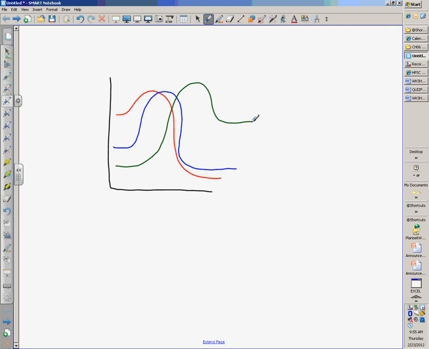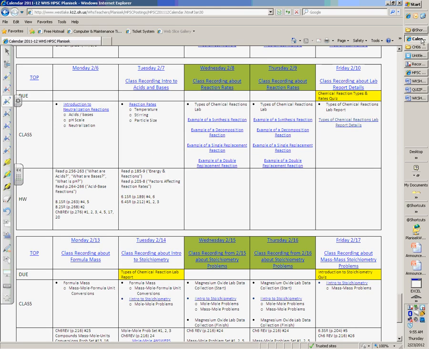And then, in addition to those things, we talked about stuff like how temperature affects the rate of reaction and the particle sizes and stuff like that, okay?